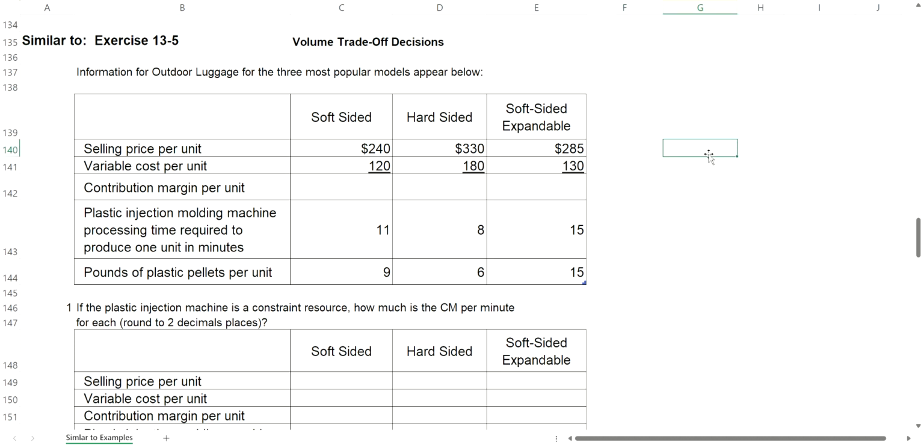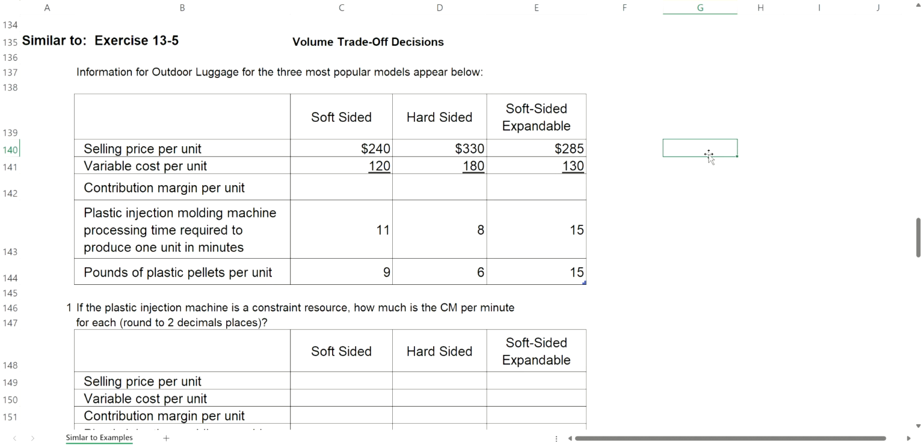Hello, this is Connie Belden, and we're going on with looking at two other types of decisions a business may have to make: volume trade-off decisions and constraint resources. Let's start with volume trade-off decisions.